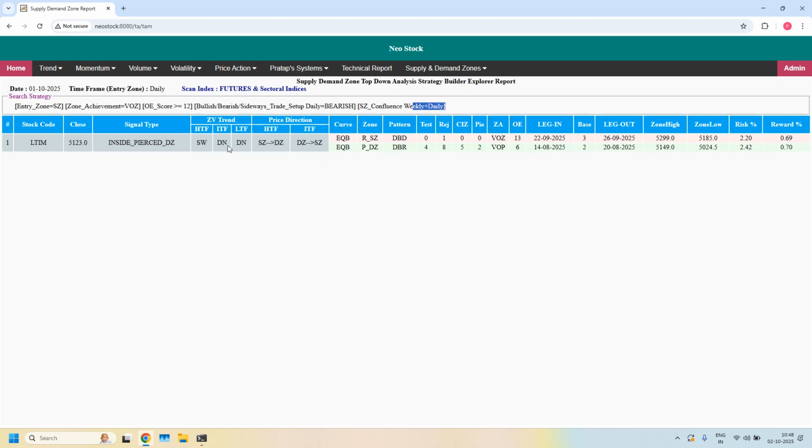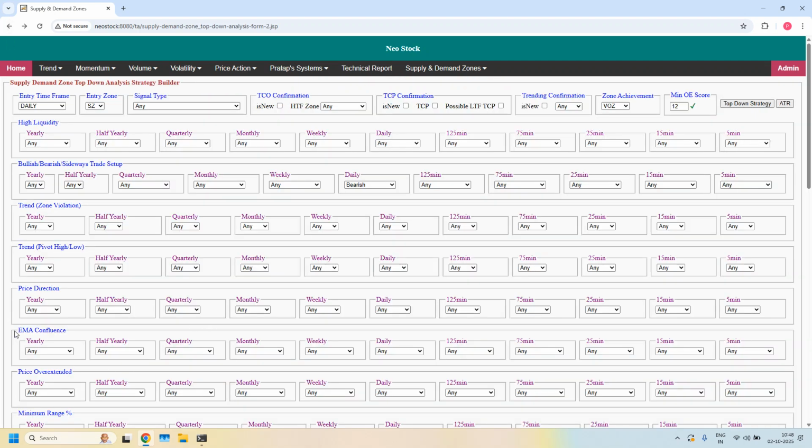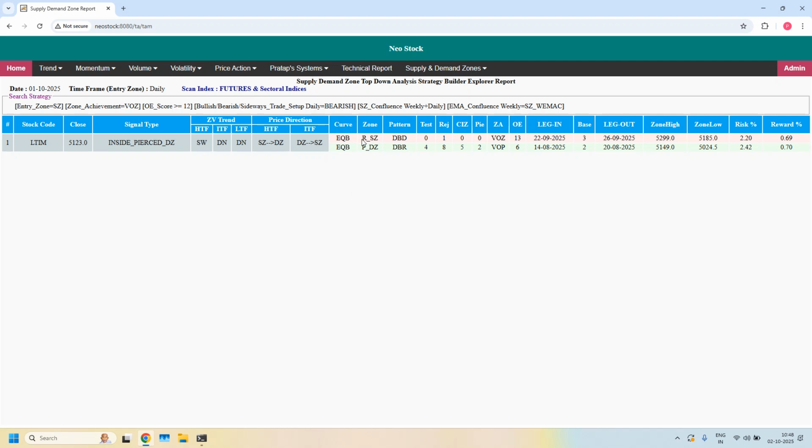But the trend is downtrend. Let's verify if this has any EMA confluence on weekly, supply zone with weekly EMA. So it is filtered. So this daily supply zone has a high probability of success, provided less than 20 checklist items are satisfied.